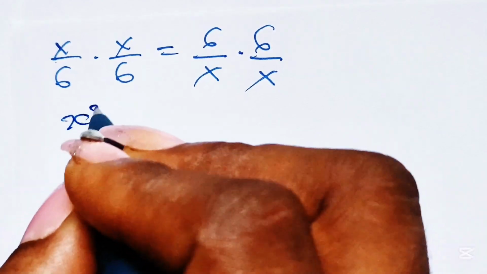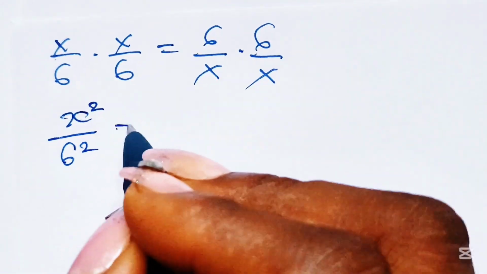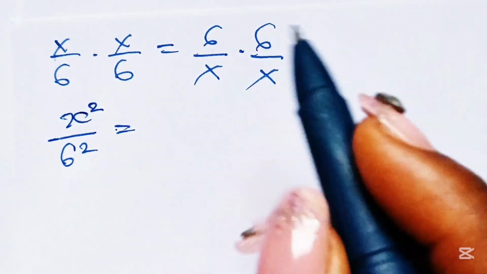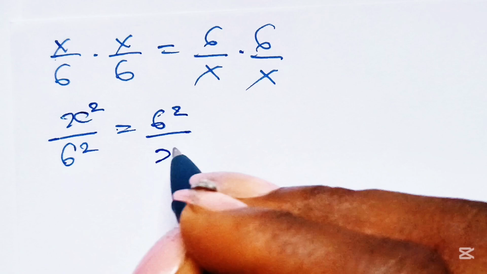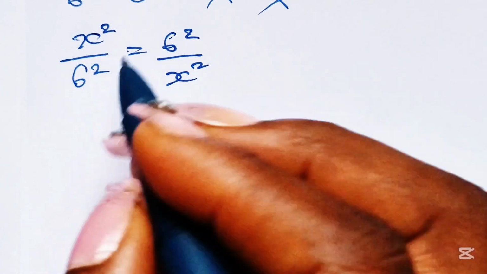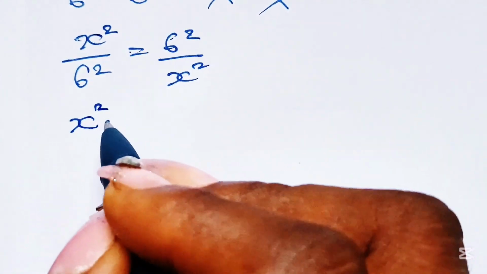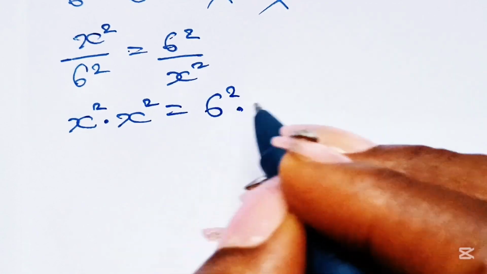So we have x squared, and 6 multiplied by 6 will give us 6 squared, and x multiplied by x will give us x squared. Okay, now we are going to cross multiply. So if we cross multiply, we have x squared multiplied by x squared is equal to 6 squared multiplied by 6 squared.